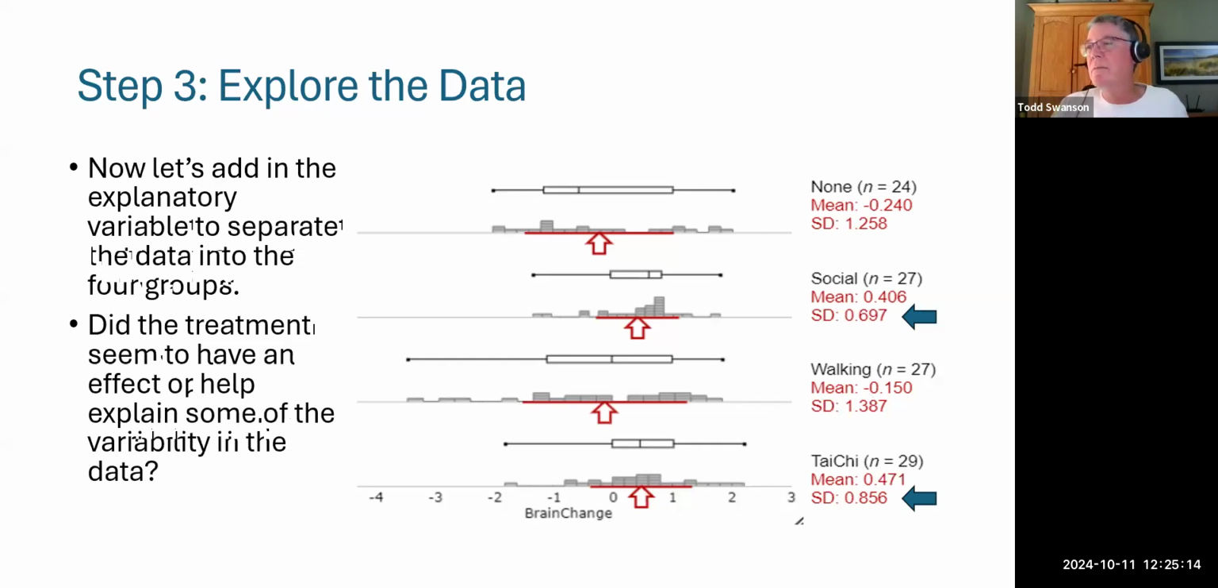So if we look at the control group, it didn't. The Tai Chi group, it didn't. The walking group, it didn't either. And so we're not really having an effect here of increasing brain volume. They're negative, and they certainly didn't have an effect in reducing variability as well.